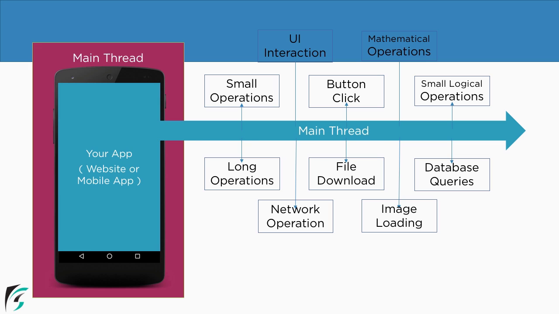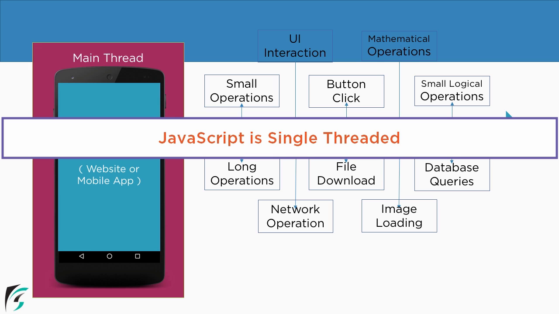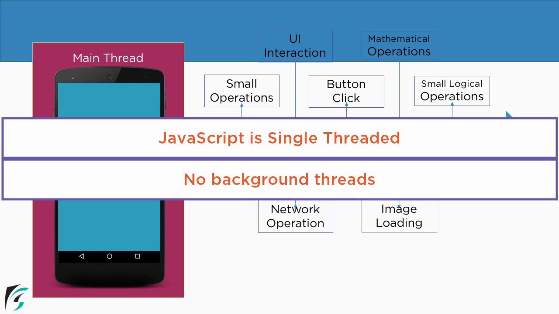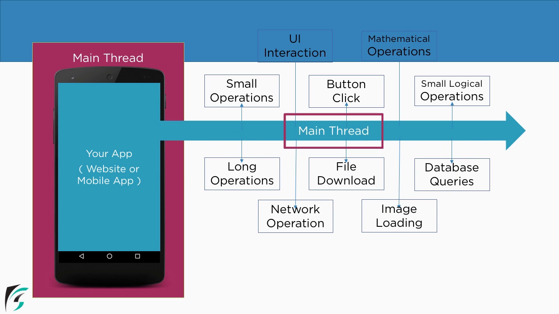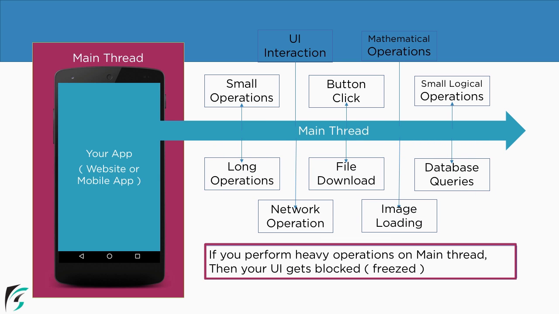Now for your information, JavaScript is a single-threaded language. That is, it does not execute tasks parallelly in a background thread. It can only contain one thread, which is known as the main thread. So if you try to perform these operations on the main thread, then this will block your main thread, resulting in blocking of your application's UI. This will make the user feel that your application is frozen or hanged, and your UI will become unresponsive. This will result in a very poor user experience.